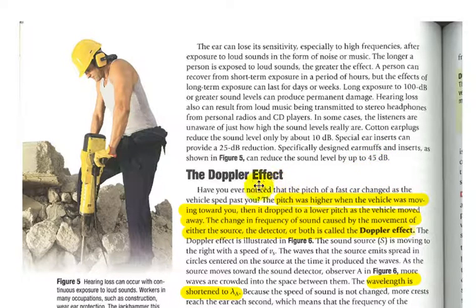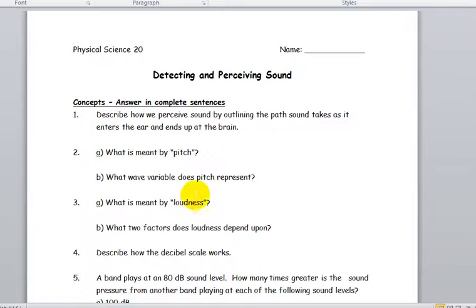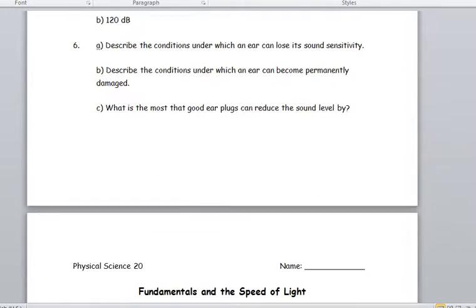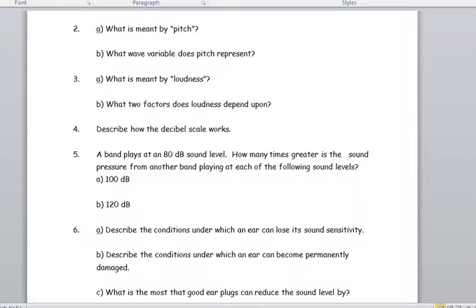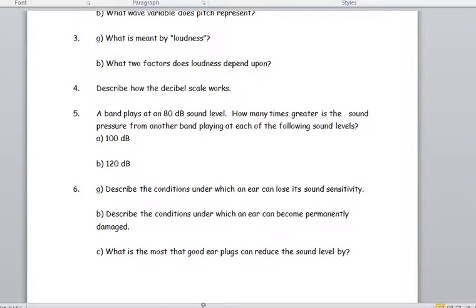All right, we'll see you again, and next time we'll look at the Doppler effect. But before we do that, the questions you should be able to do now is this sheet right here, detecting and perceiving sound. So if we take a look here, pitch, loudness, what is all of that? And then a couple of questions here on just the decibel scale, and of course the last part mentioning using earmuffs to reduce the number of decibels at each ear.